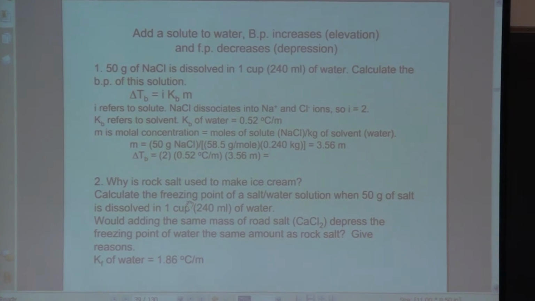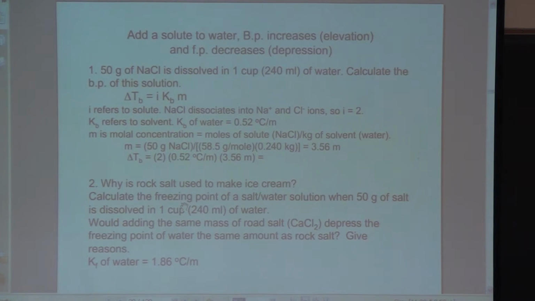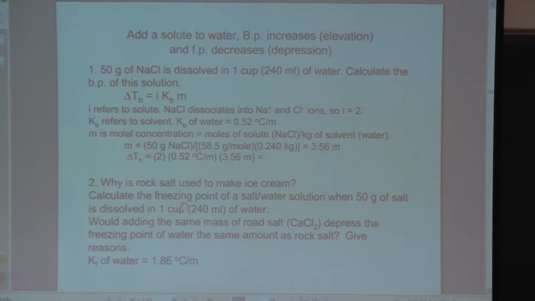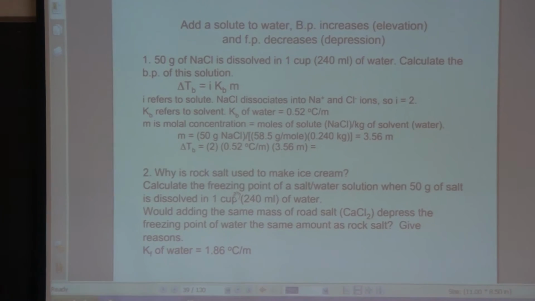Anyway, why is rock salt used to make ice cream? That's the freezing point. Now, when you make ice cream, what's the solvent in ice cream? Milk is also a solution. The solvent in milk is water. So in these cases it's water.